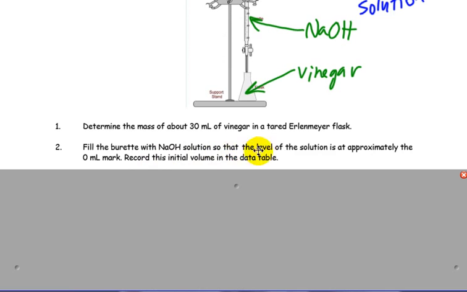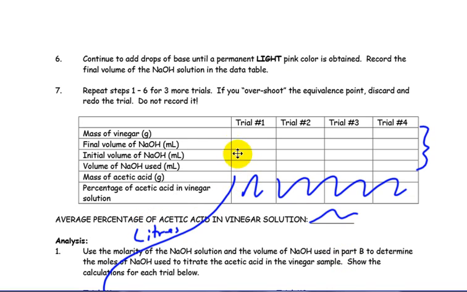Okay, and then fill the burette with NaOH solution. Okay, we talked about that. So it's at the 0 mark. Record this as the initial volume. So at the start of this, of course, the initial volume of NaOH will just simply be 0 because this is the first time we're doing it.